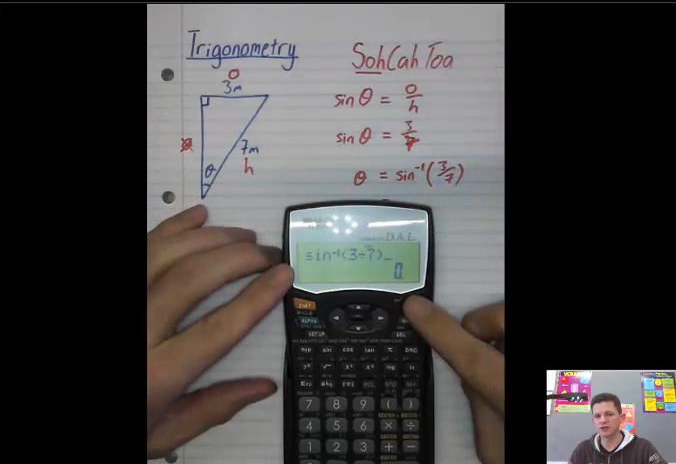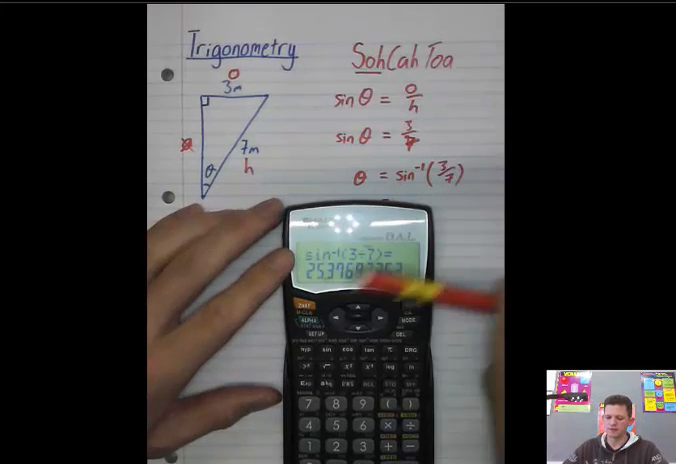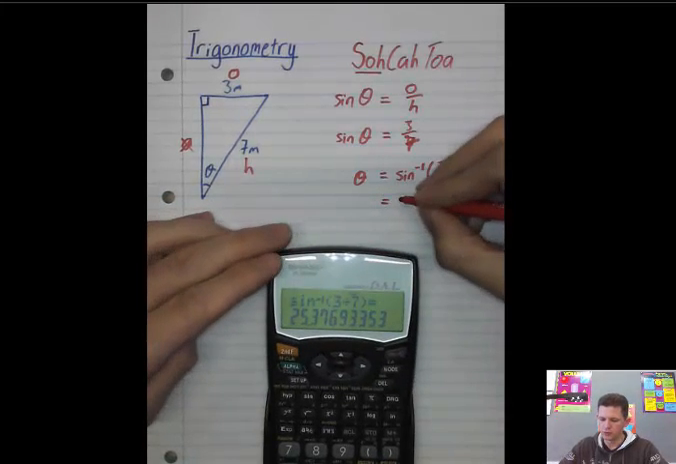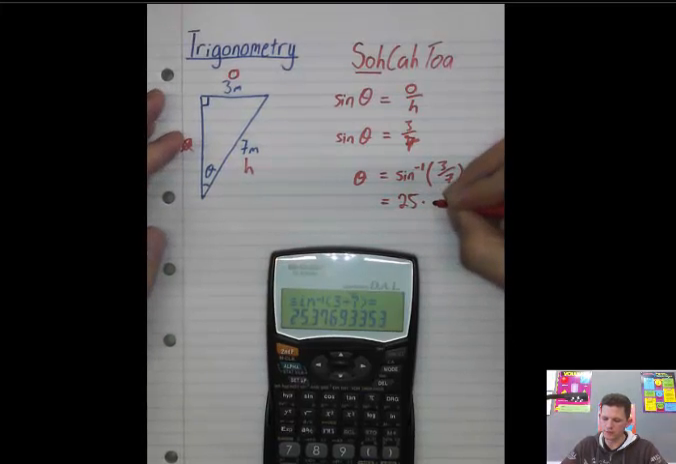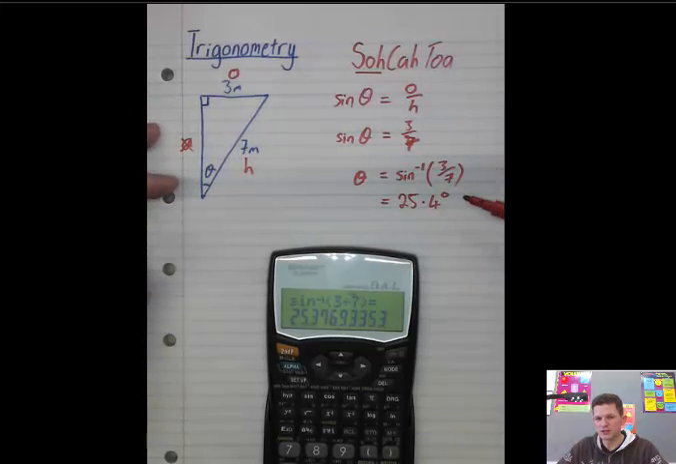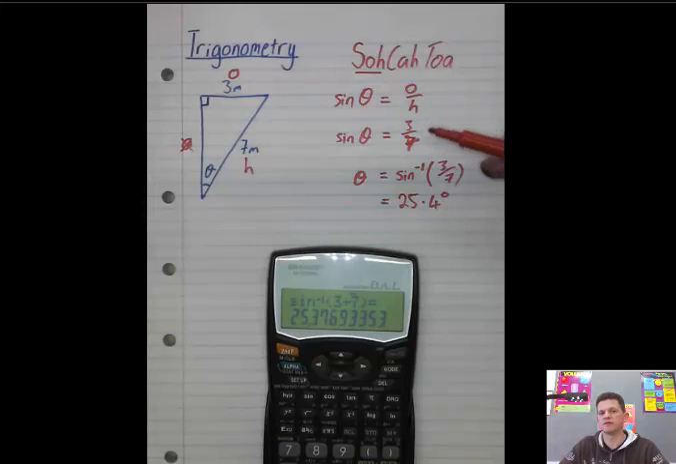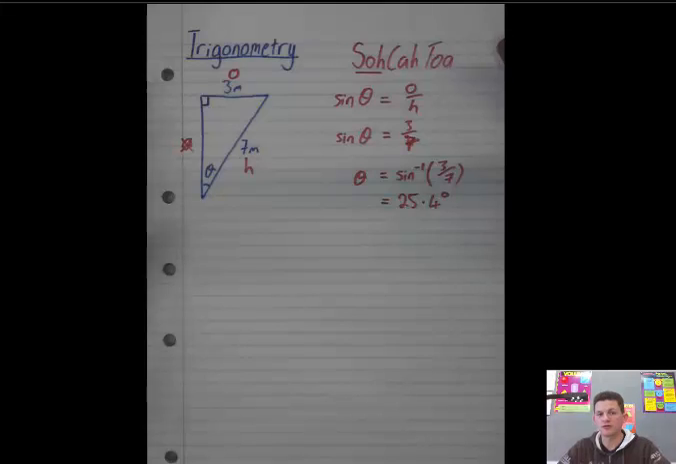So we've put in sine minus 1, brackets, 3 over 7, hit equals, and that has given us an answer of 25.376, so we'll make that 25.4. We've solved for an angle, so our answer is in degrees, and the general rounding rules I use are 2 dp for sides, 1 dp for angles. So that is pretty much it. It's exactly the same process.